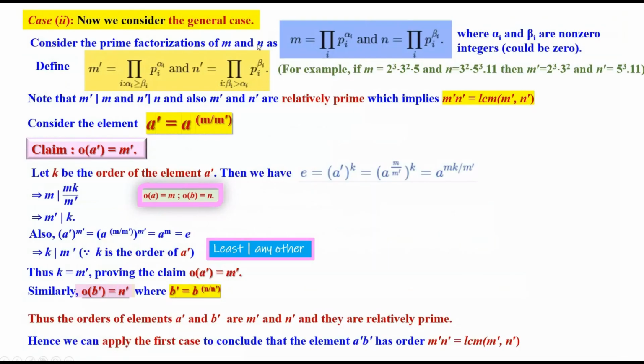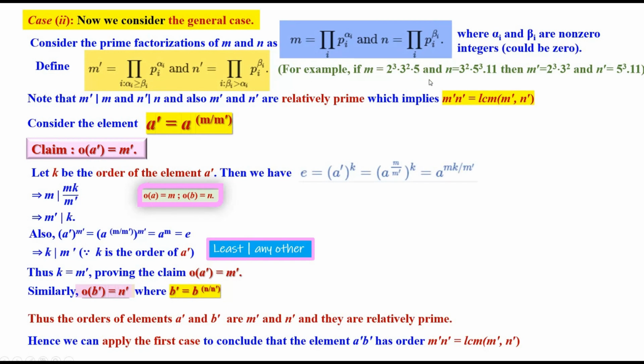Now comes the general case where these two are not relatively prime. In that case, first we consider the prime factorization by the fundamental theorem of arithmetic. You can write m as the product of prime powers, and similarly n is written in this way. Now the alpha i's and beta i's are non-negative integers, they could be 0 also. So in this case, for example, if we consider this, here we don't have 11 power 0, so zeros are allowed.